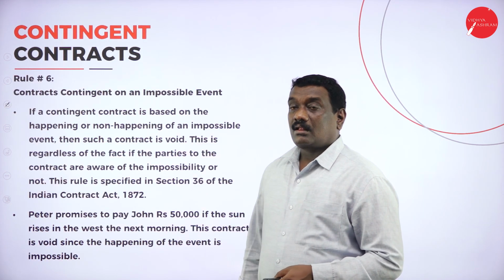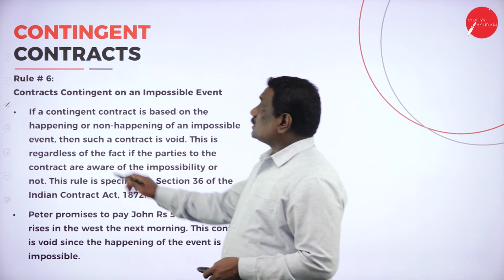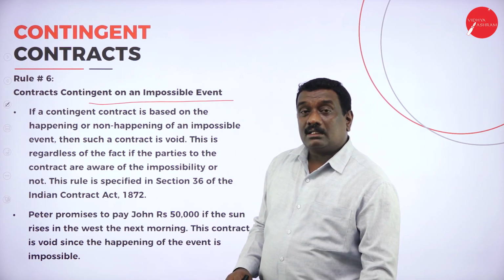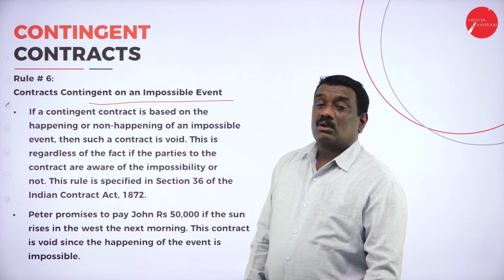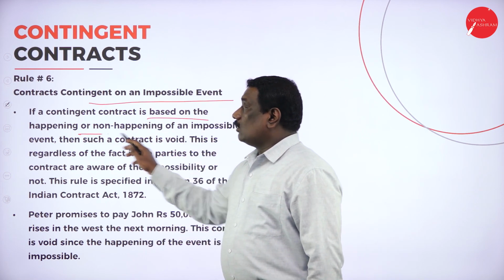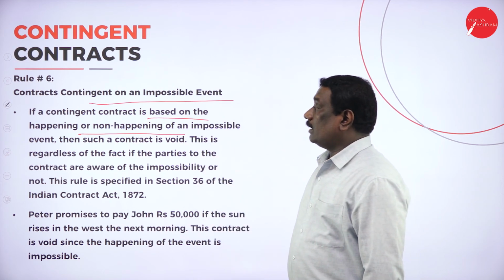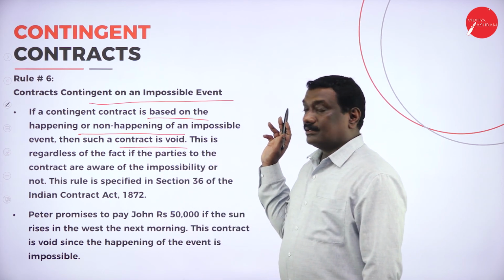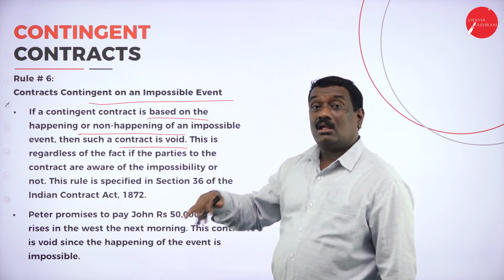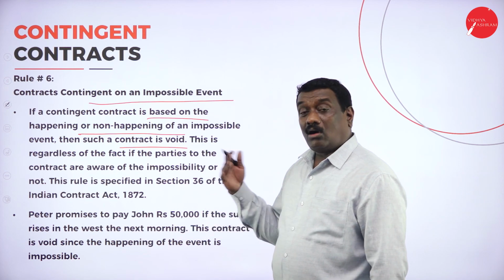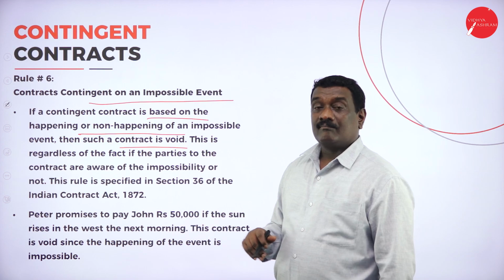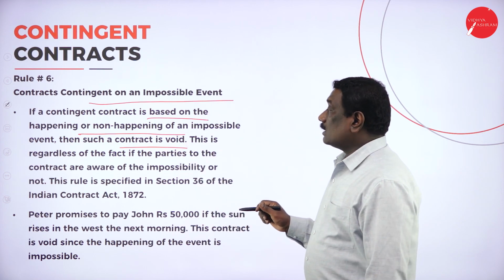Now rule 6. Contingent contracts are contracts contingent on an impossible event. So when an event is impossible, what is the rule applicable? If the contingent contract is based on the happening or the non-happening of an impossible event, then such a contract is void. So if a contingent contract is totally based on the happening or non-happening of an impossible event, then that particular contract is called void.